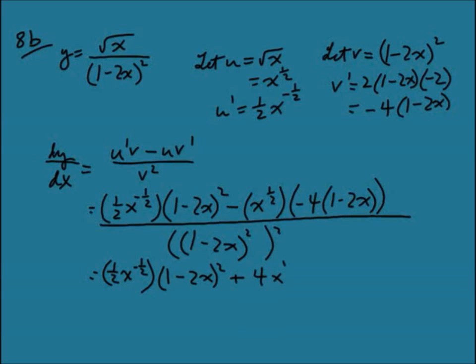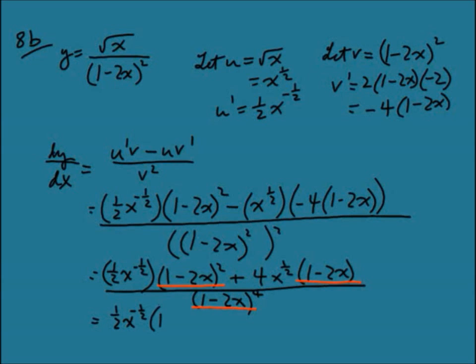Plus 4x to the power of 1/2 times 1 minus 2x all over 1 minus 2x, power of a power, multiply the exponents to the power of 4. Now notice that in this term we have a 1 minus 2x to the power of 2. In this term, we have a 1 minus 2x, and in our denominator, 1 minus 2x to the power of 4. Okay, so we can factor out one of those 1 subtract 2x's to simplify down to 1/2 x to the power of negative half, 1 minus 2x, that'll now only be one of those, plus 4 x to the power of 1/2. There won't be any of those there. All over 1 minus 2x, and this will now be to the power of 3.